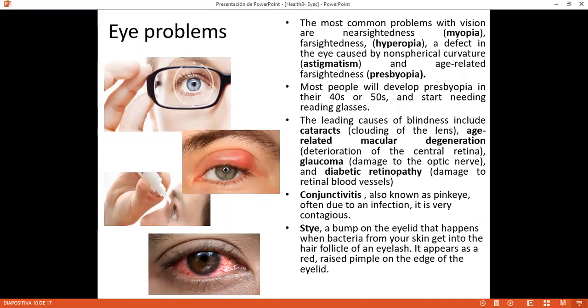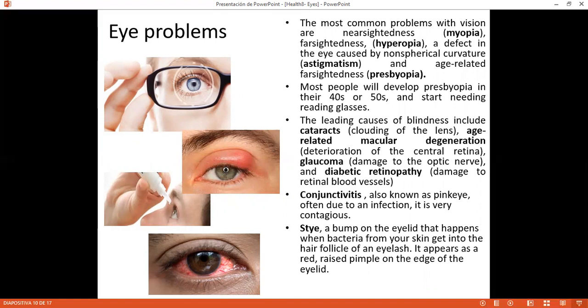It depends. And there are also other diseases which can cause blindness, and they include cataracts, where the lens that we saw that we have inside may cloud. We also have age related degeneration of the macula, which is the central retina. And you can have glaucoma, which is a damage to the optic nerve.